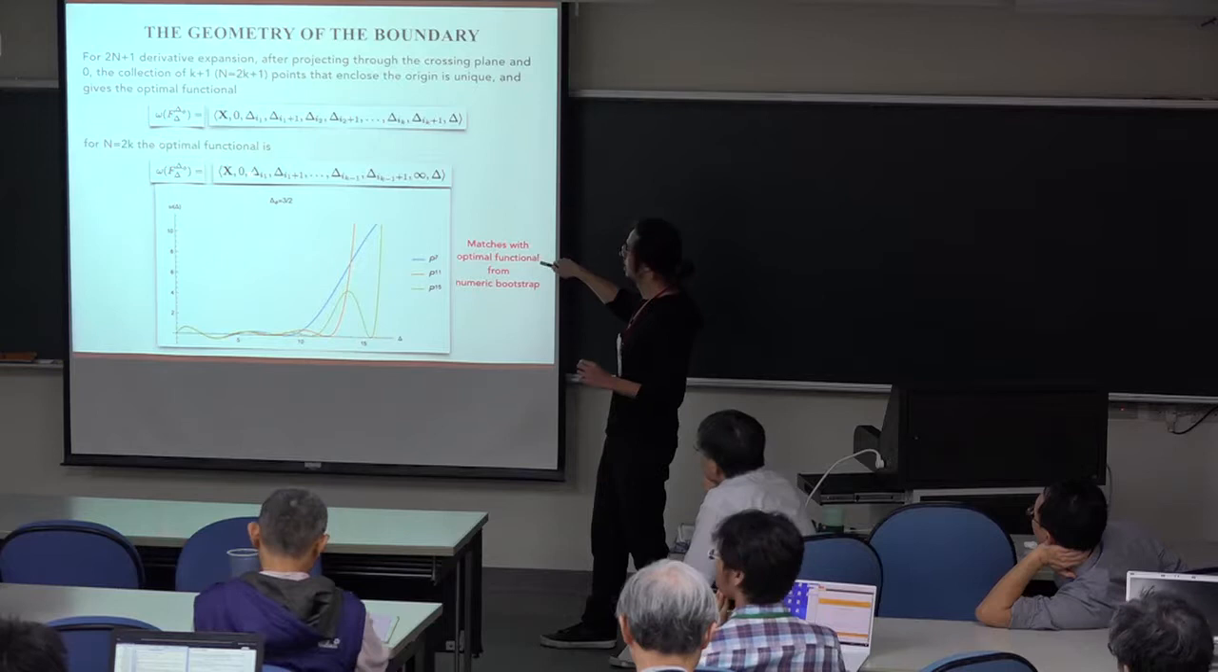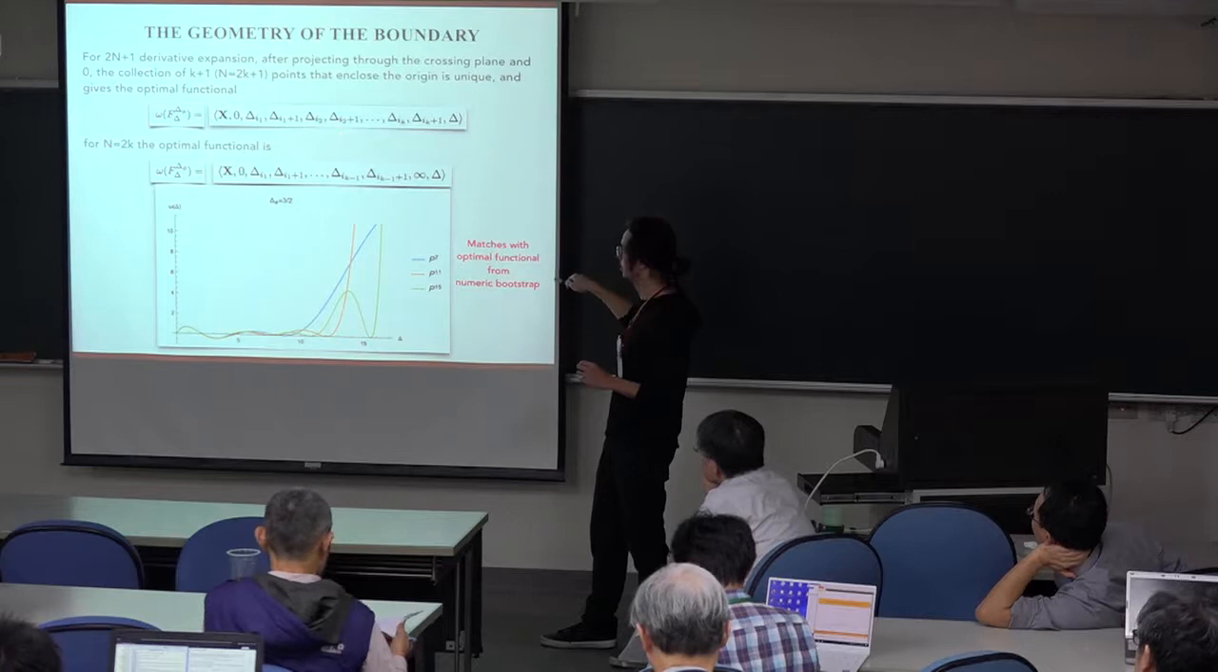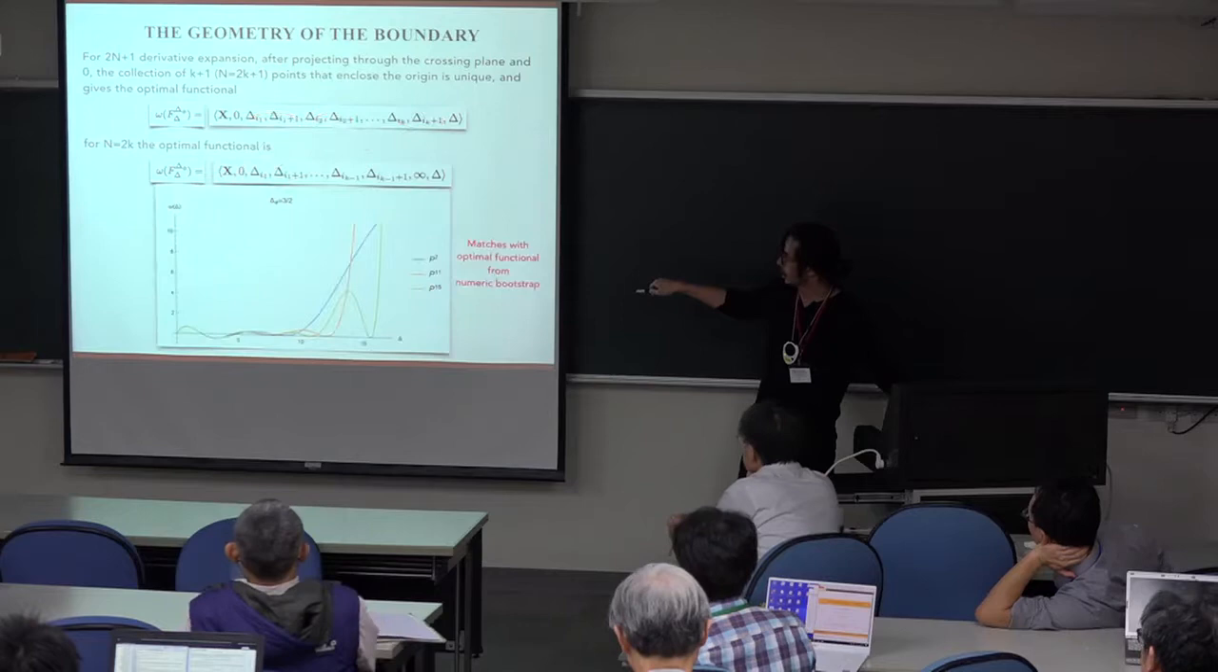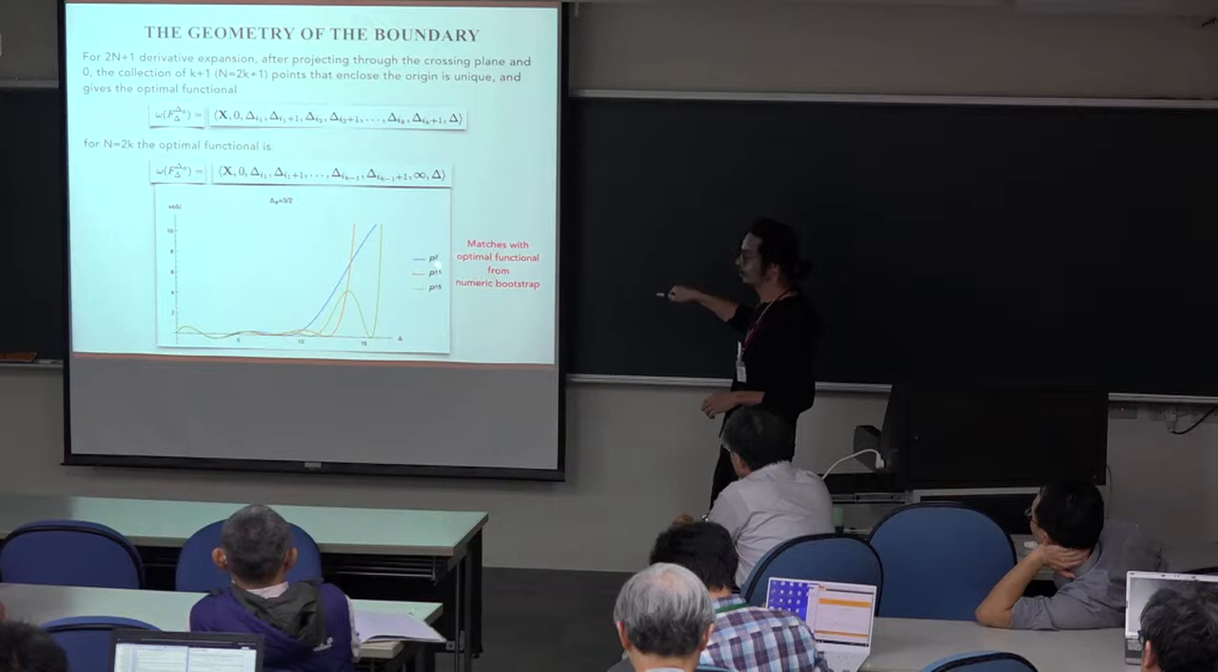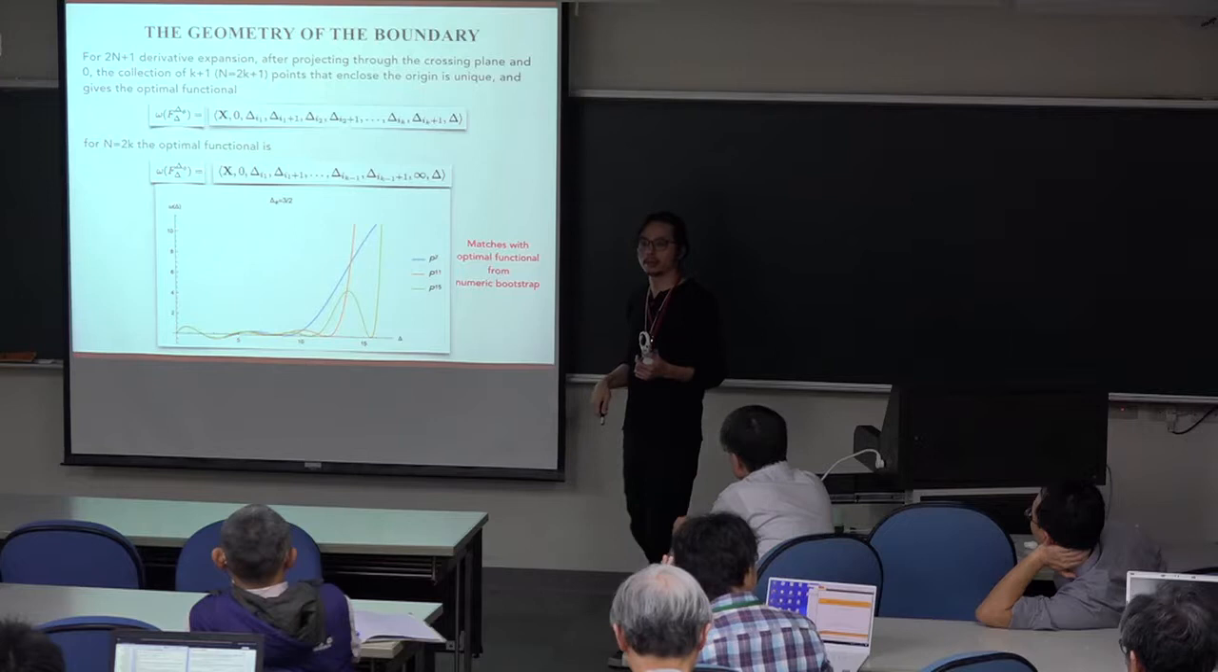But basically, there's a geometric understanding for what these two are. And we can solve this functional using this condition, the Carathéodory condition, and then compare with the numerical bootstrap. Here are the results that we get for different orders in derivative. And at each order in derivative, we get exactly the same result as you get from the numerical bootstrap.